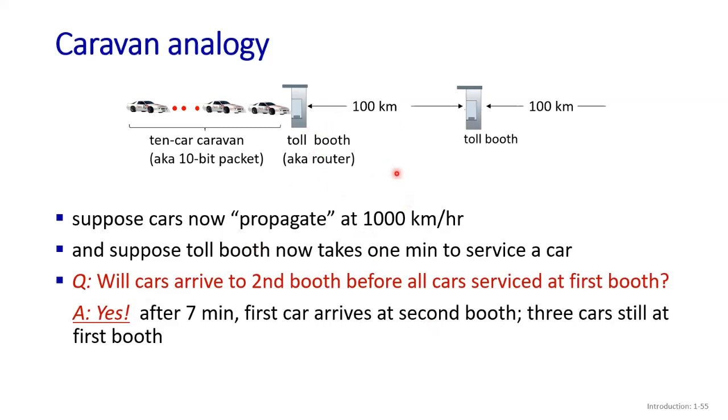This situation also arises in packet switched networks. The first bits in a packet can arrive at a router while many of the remaining bits in the packet are still waiting to be transmitted by the preceding router. So with the help of these analogies, you can better understand the difference between transmission delay and propagation delay.